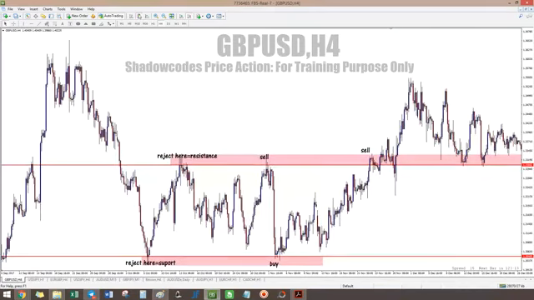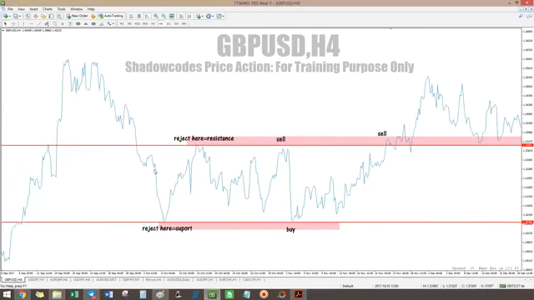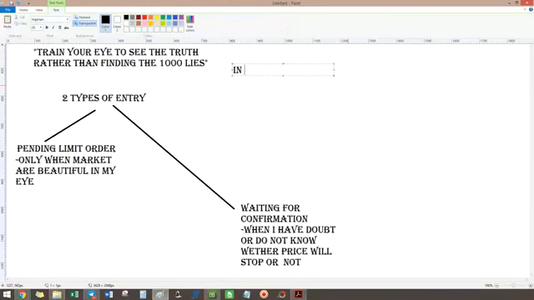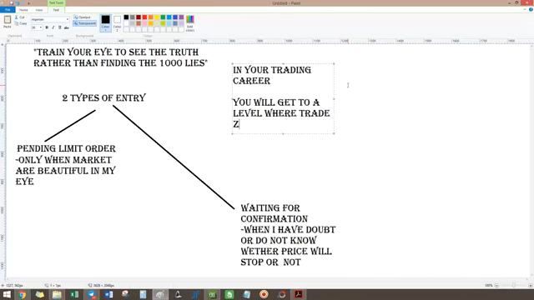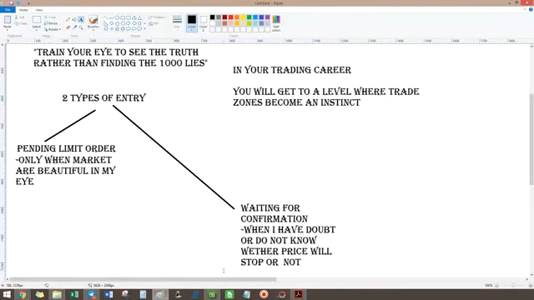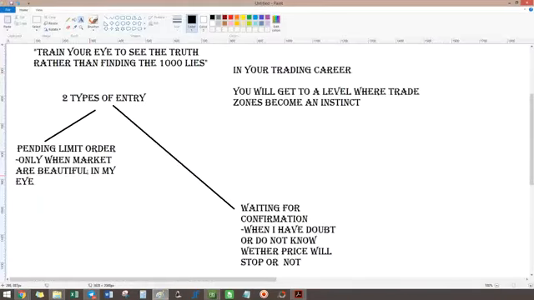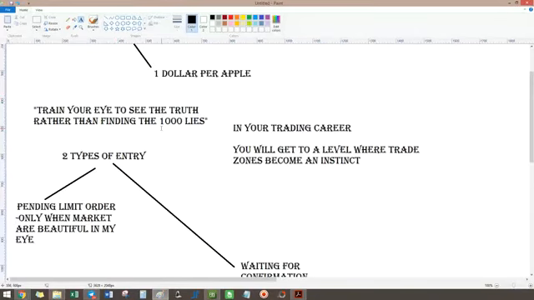No, you just need to find the rejection, because right now I cannot explain. At the moment when you trade in your trading career, you will get to a level where the trade zone becomes an instinct. So I cannot explain which one is the best and which one is not to be taken, because this one you need to train your eye, to see the truth rather than finding the 1,000 lies.